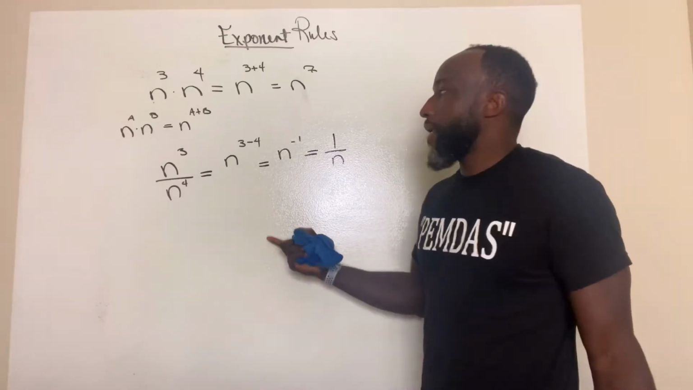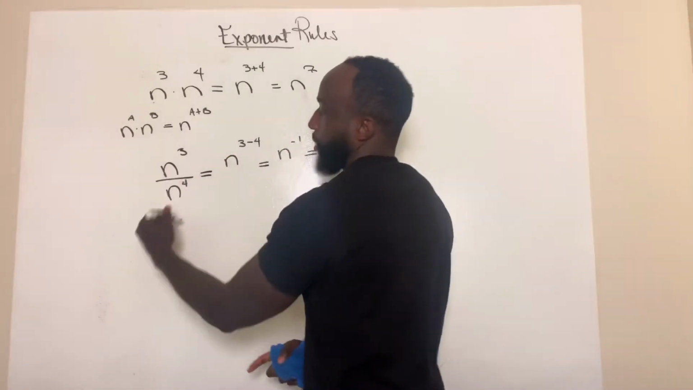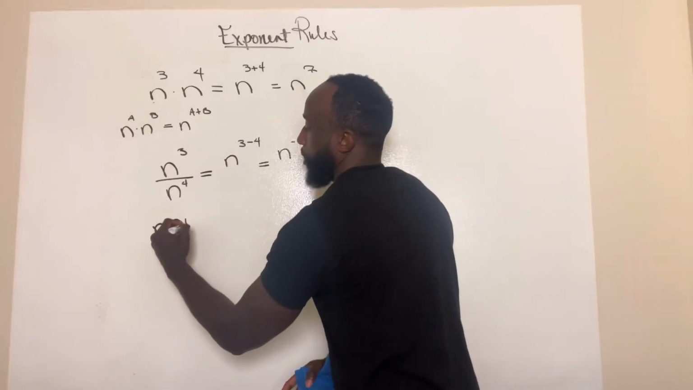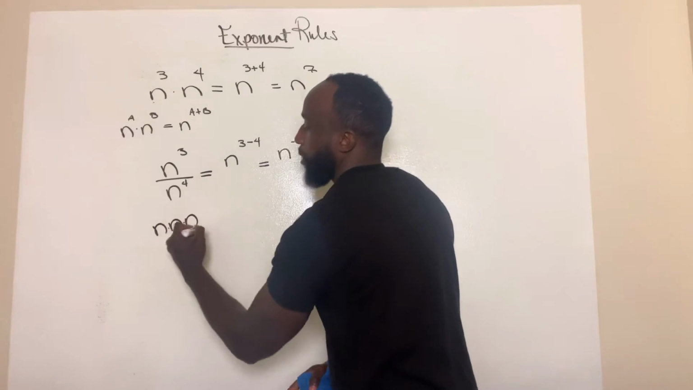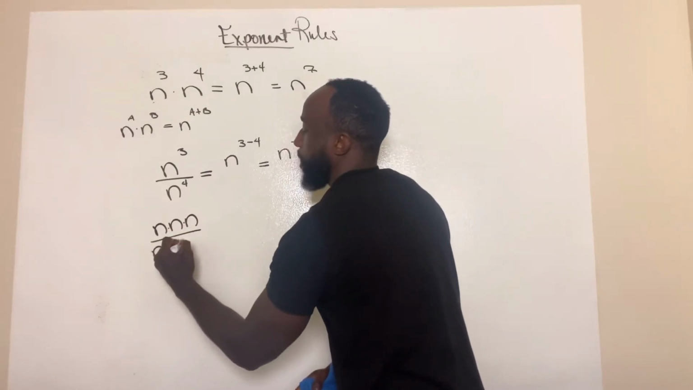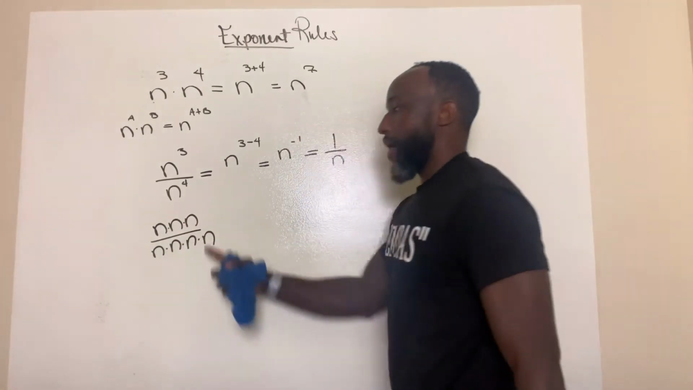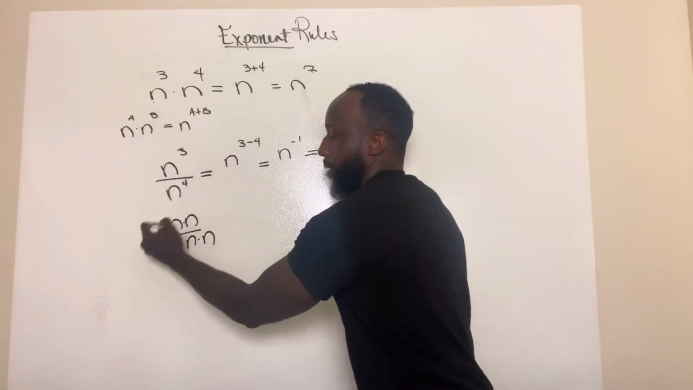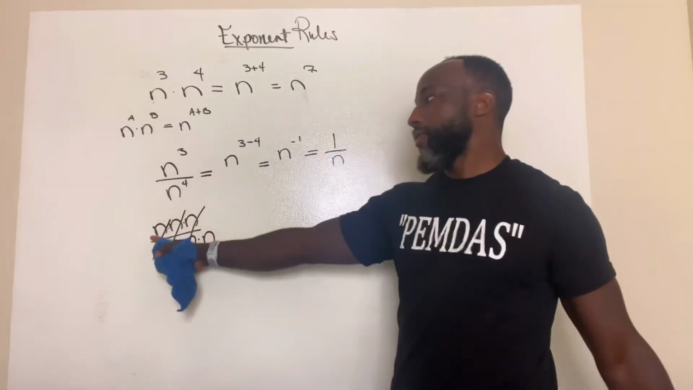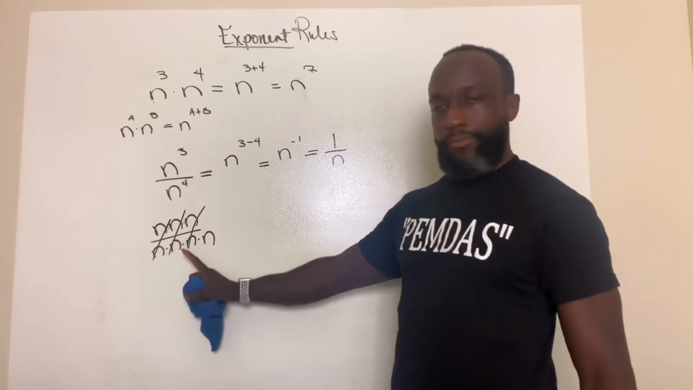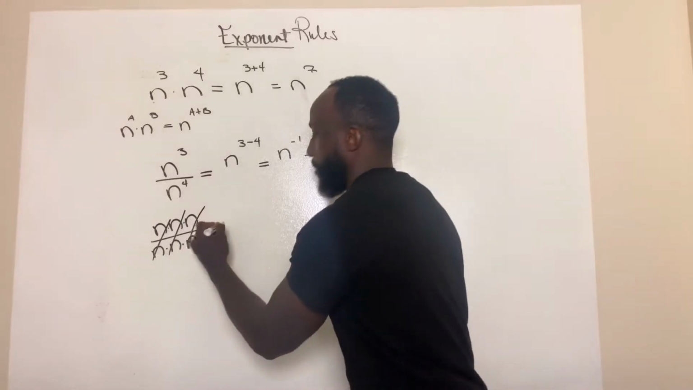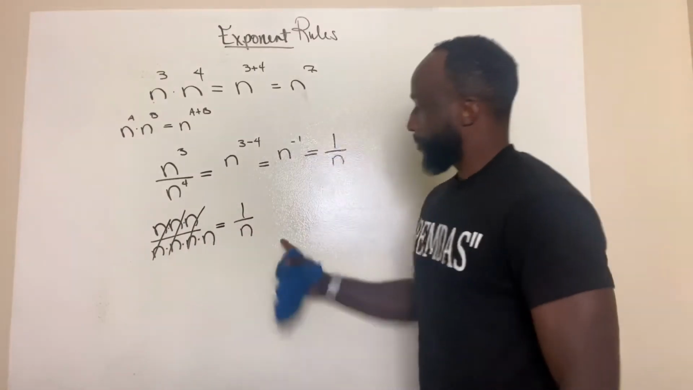Now, let's expand it so it makes sense. This is basically n times n times n over n times n times n times n. 3 of those cancel out, and you're left with 1 over n. Just like that.